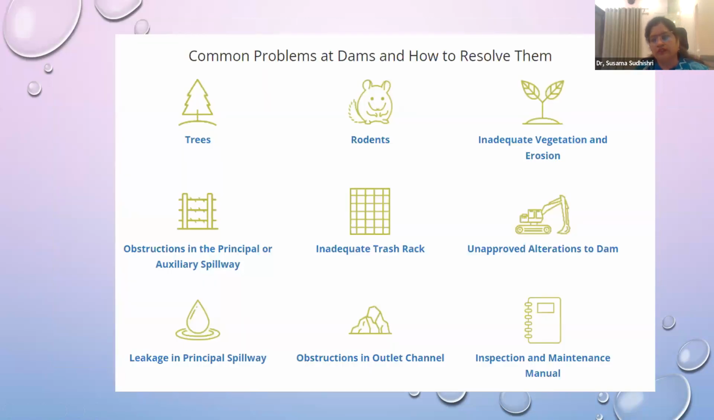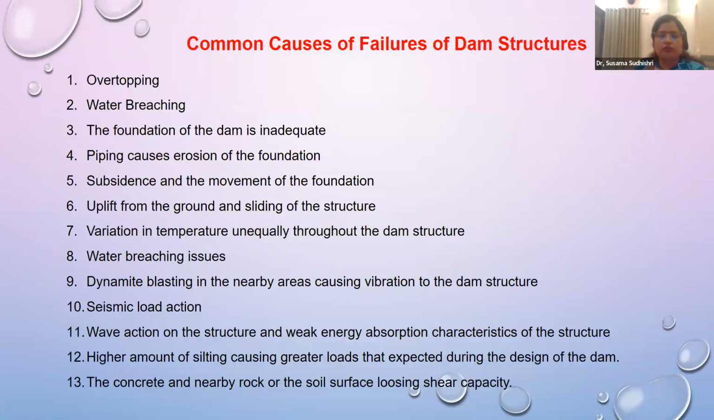If we list out the problems, what are the causes of failure? First is overtopping. This is the main cause of failure of any dam. As we know, due to climate change, the intensity of rainfall is increasing, so there is the possibility of overtopping.